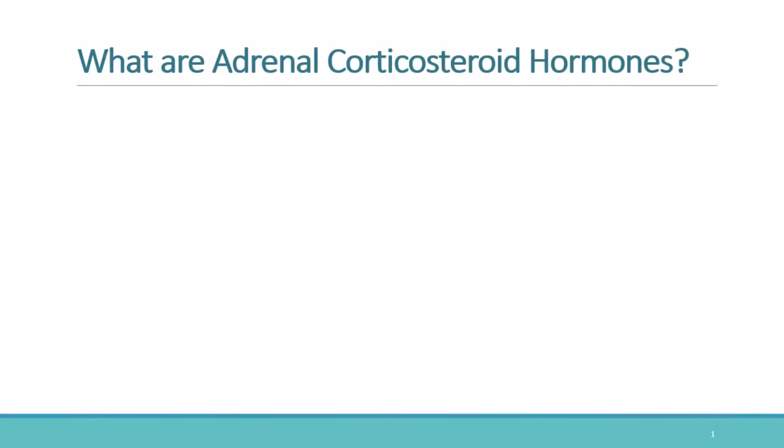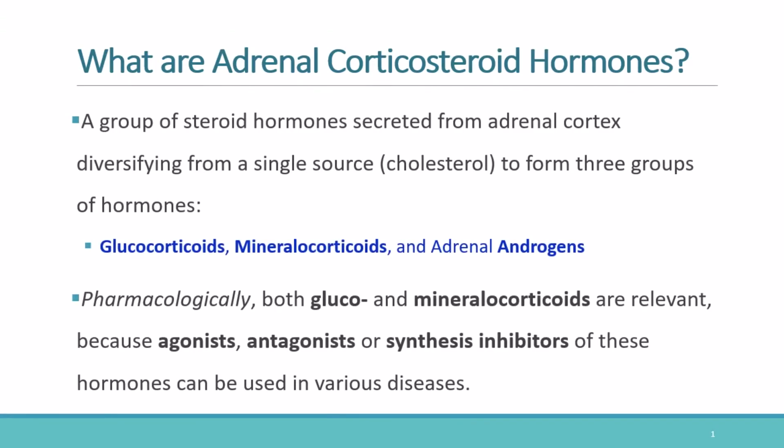The adrenal cortex synthesizes steroid hormones from a single precursor, cholesterol. Despite originating from the same molecule, these hormones diverge into three major groups: glucocorticoids, mineralocorticoids, and adrenal androgens. From a pharmacological perspective, glucocorticoids and mineralocorticoids are especially important because we can manipulate their activity therapeutically. We may use agonists as replacement therapy, antagonists to block their effects, or enzyme inhibitors to suppress hormone synthesis.